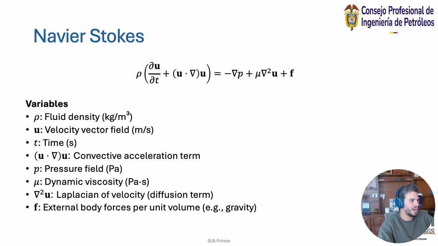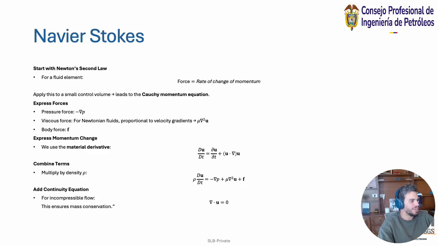So let's get into how to understand this equation. First you start off with Newton's second law, so F equals ma, right, for a given fluid element. So force equals the rate of change of momentum, and you apply this to a small control volume, and this leads to something called the Cauchy momentum equation. So when you express the forces now, you can do them in terms of pressure.